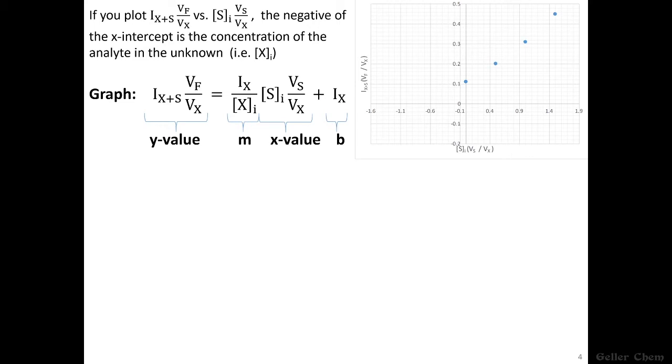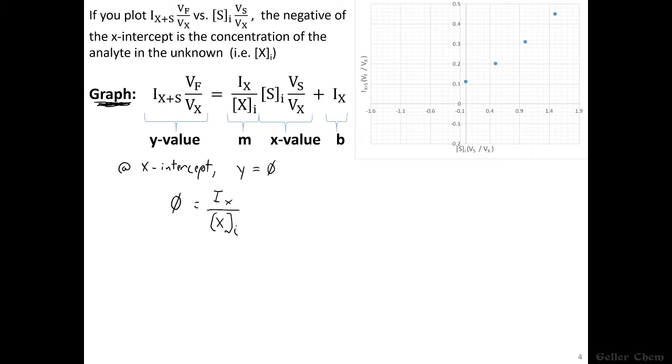Well, let's start by addressing what the x-intercept means. At the x-intercept, the value of y equals 0. And so I'm going to take this graph equation here, and I'm just going to plug in 0 for the left side, for that y value. And then we're going to solve for what the x value is. In other words, what is the x-intercept? So 0 equals, and then we have our slope still, which is the intensity of the unknown divided by the concentration of the unknown by itself.